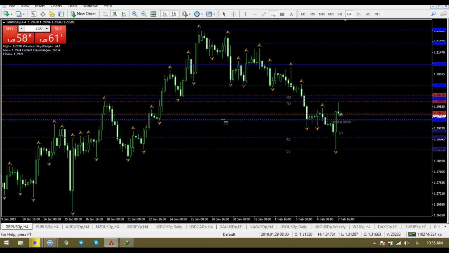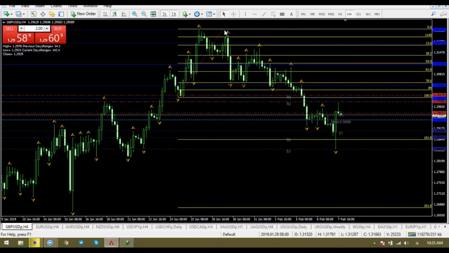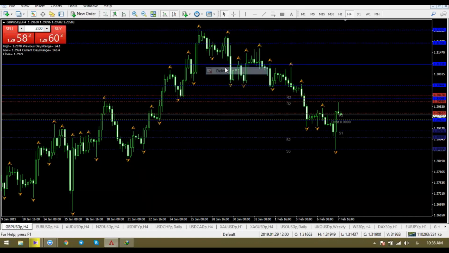Let me pull up a chart like this, draw it like this. When it breaks to 61 and passes it, you have to keep in mind that it wants to touch the major ones. So be aware.